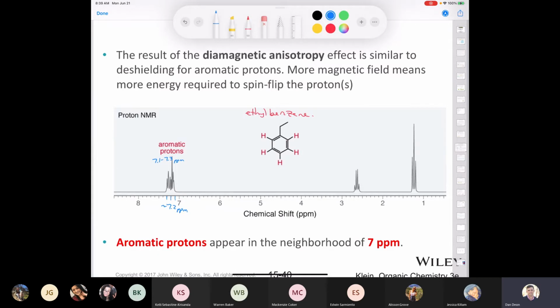All right, so aromatic protons are always going to show up in the neighborhood of around 7 parts per million. Okay, notice it says neighborhood. It doesn't say exactly 7 parts per million. It's around 7 parts per million. There's one more thing I want to point out to you here.